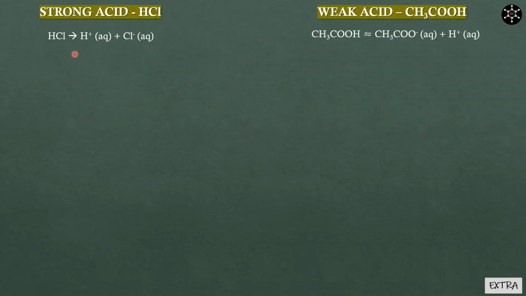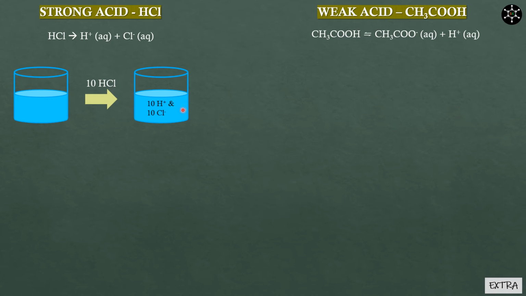We know that HCl is a strong acid and dissociates completely in water. Acetic acid is a weak acid and dissociates partially in water. Let us consider the addition of 10 HCl to some amount of water. This would give us an acidic solution consisting of 10 H+ and 10 Cl- ions because HCl dissociates completely.